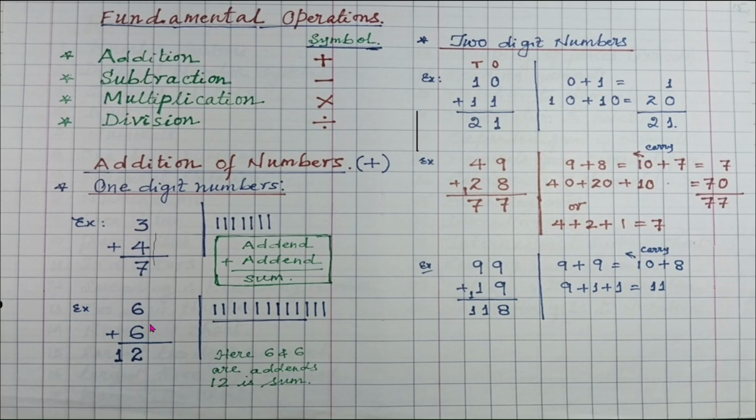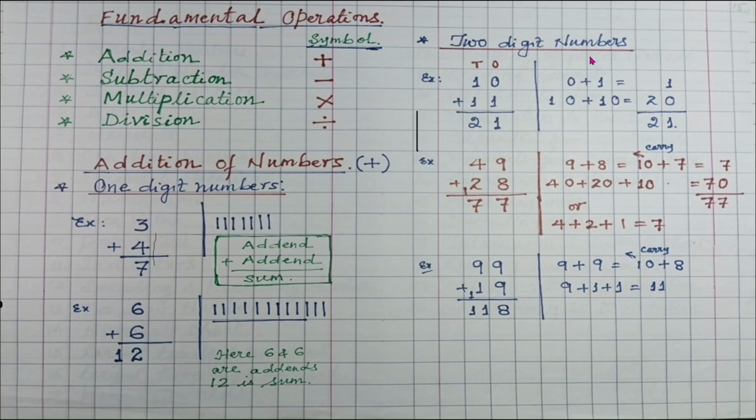So also 6 plus 6. 6 means 6 sticks, again 6 sticks. 6 plus 6 is 12, that means 10 plus 2. Therefore in the one's place we have 2 and in the tens place we have 1. So 6 plus 6 is 12, here 6 and 6 are addends and 12 is the sum. That is how we add one digit numbers.